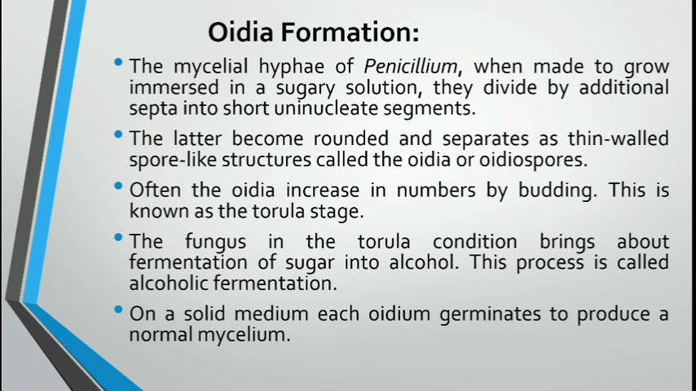Some scientists also observed oidia formation in Penicillium. So the mycelial hyphae of Penicillium, when made to grow immersed in a sugary solution, divide by additional septa into short uninucleate segments. Sometimes they develop septa in their cells and the segments become rounded and separate as thin-walled spore-like structures, and those spores are called oidiospores. It is the second type of spore produced by Penicillium and observed by some scientists.